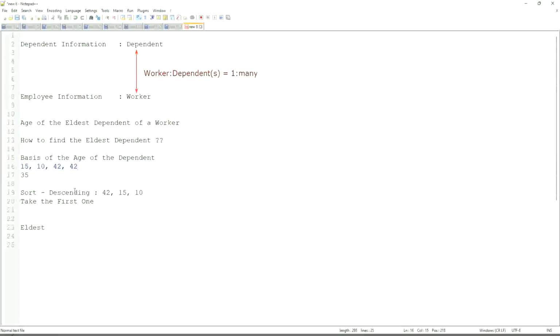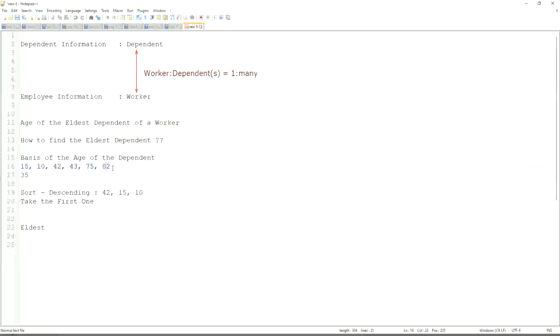Okay. But in this case, let's say even if you have more numbers like 42, 43, 75, 82, and so on. If one worker has so many dependents, and these are their ages, will our logic that we have defined be absolutely bulletproof? Only one problem is if there are multiple dependents with the same age. If there are only children as dependents, and there is a twin the same age, at that point it becomes difficult, but other than that it is more or less foolproof.